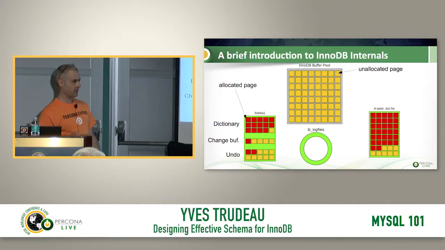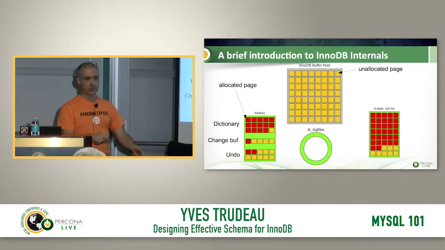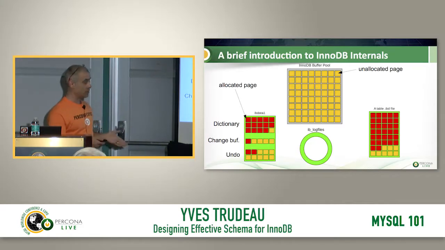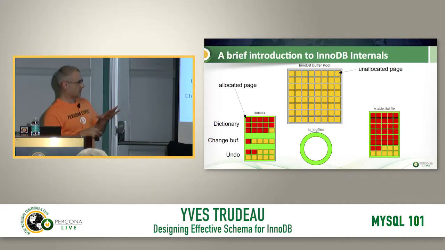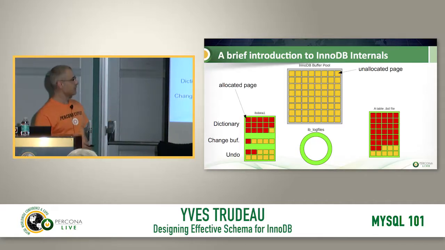Undo, so that's basically for transactions. People must be able to see rows as they were when the transaction started. InnoDB is MVCC, so it keeps a consistent view, and that's kept there. Now, to the table files. For a given table, if you're running with file per table, of course, which I suggest you do, each table has its own file with pages in it.